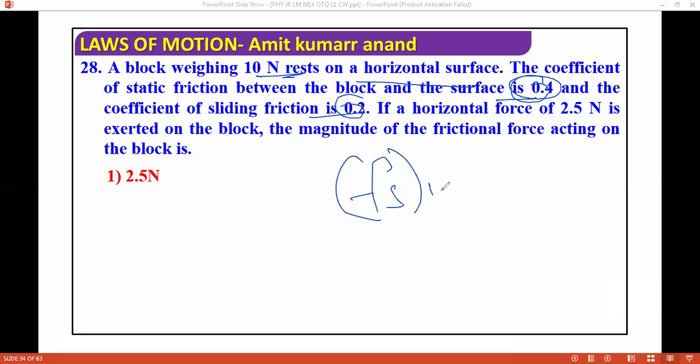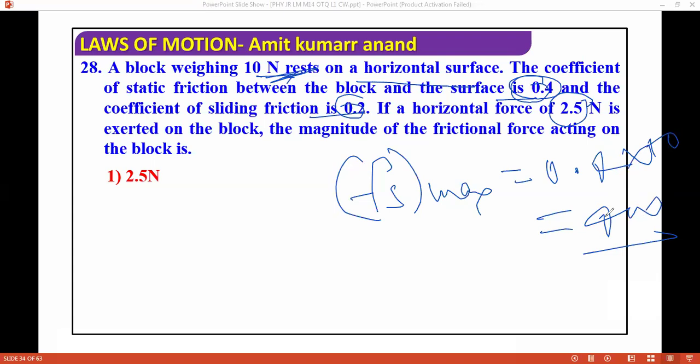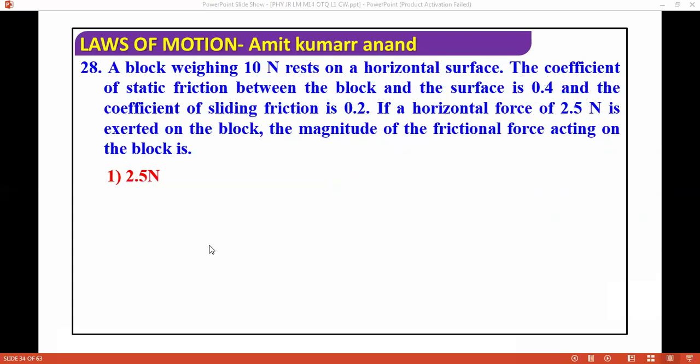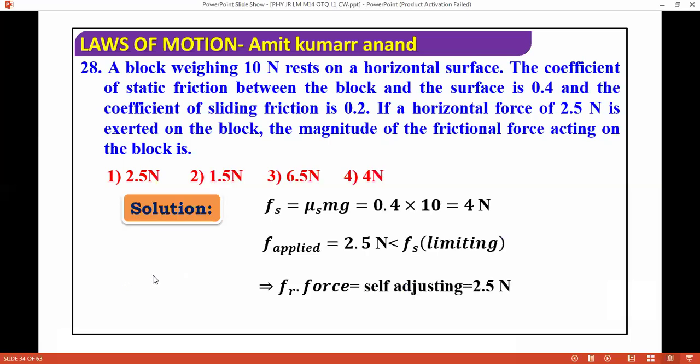the maximum value of static friction. What is the maximum value of static friction? 0.4 into 10 Newton, so you will get 4 Newton. And you are applying a force of 2.5 Newton. The maximum value of static friction is 4 Newton, and before that, all the friction will be static only. So if it is static, whatever force you are applying, that is the answer. So the answer will come 2.5 Newton.